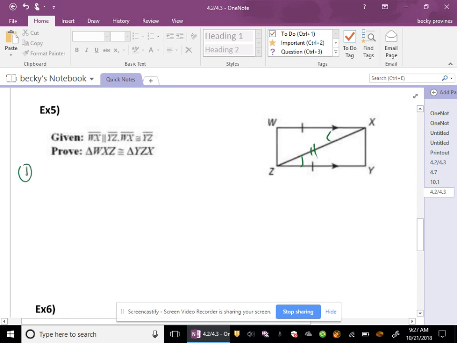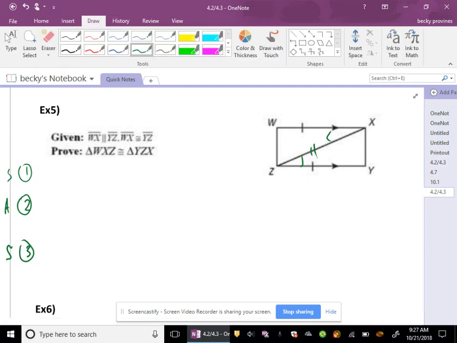Okay. 1, 2, 3. And we said it was side, angle, side. All right. Let's start with something easy. That given information. So WX is congruent to YZ.